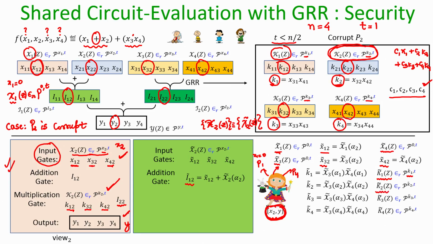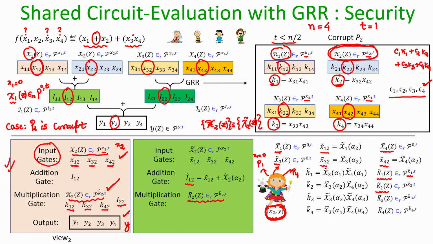On behalf of P2 it picks a random t degree simulated K2 polynomial whose constant term is the simulated K2, and so on. And now, the view that it is reproducing for the multiplication gate is the following. It will say that P2 will pick this random sharing polynomial, and indeed the probability distribution of this polynomial is identical to the probability distribution of this.